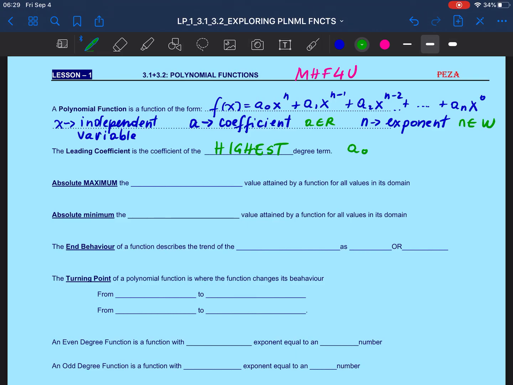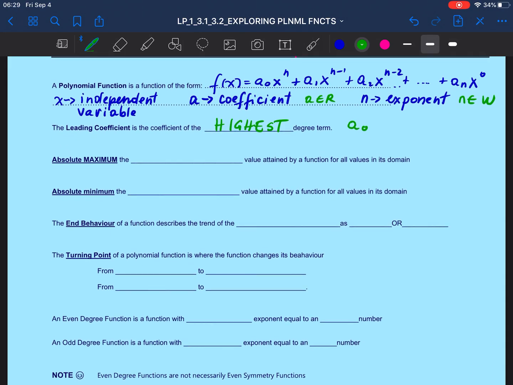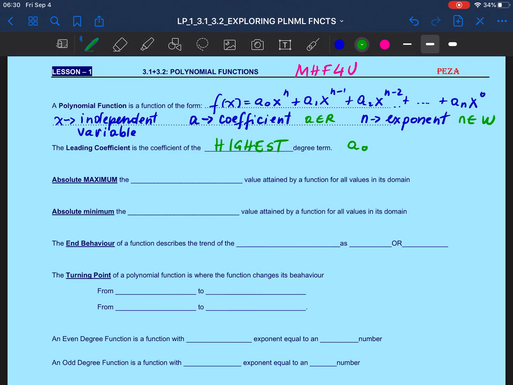Now, very often when we describe the behaviors of polynomial functions, we have to use certain features of it. And in this lesson, we'll go over all the terminology that we are going to use in order to describe polynomial functions. So the absolute maximum of a function is the highest value attained for all the values in its domain. Okay, for all the values. And that's because we're talking about the absolute value.